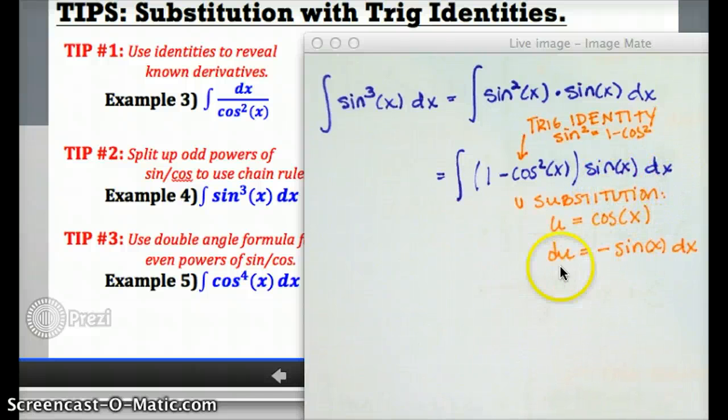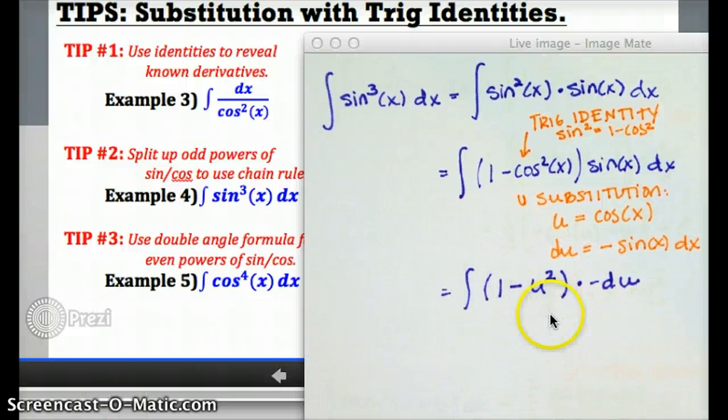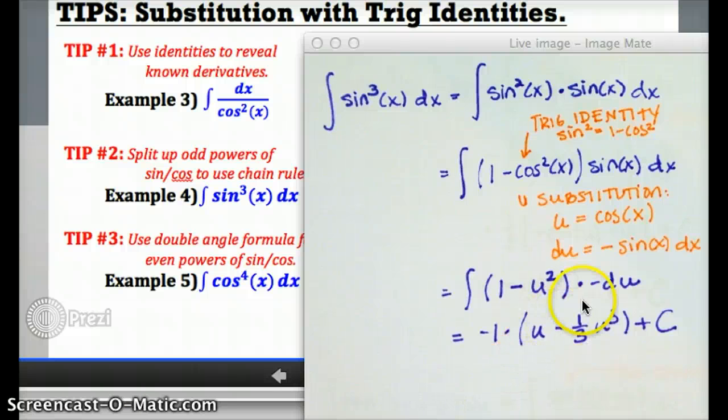Now notice that du actually equals negative sine of x dx, so if we substitute for sine of x dx, we actually want to substitute negative du. And the next line would look like 1 minus u squared times negative du. And that's a very easy antiderivative to find. Don't forget the negative is just a coefficient out front, and of course, don't forget your plus c.